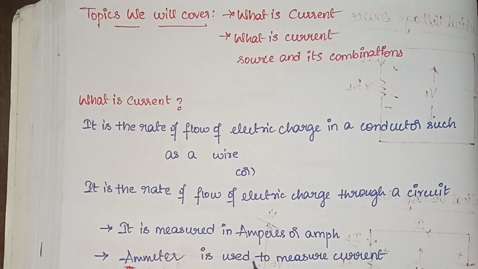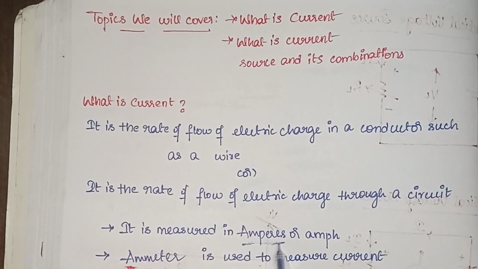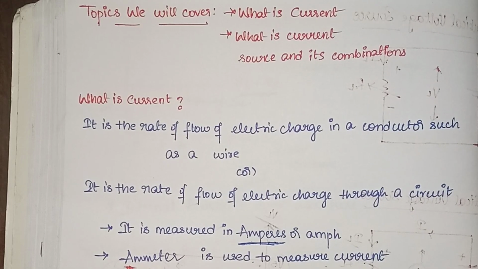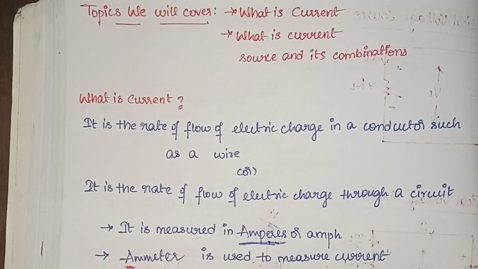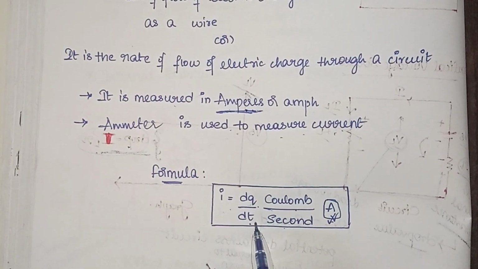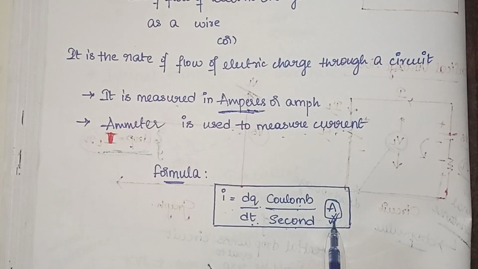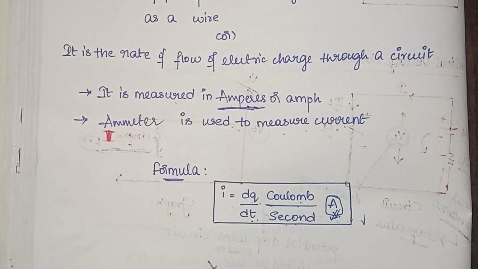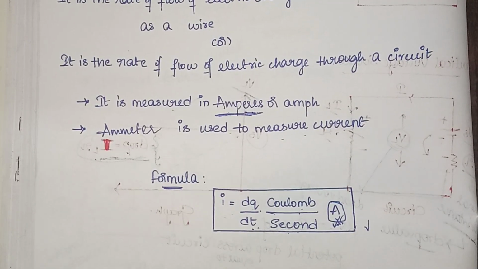And the main two points you need to keep in mind is that current is measured in terms of amperes, and an ammeter is used to measure current. The formula which we use to measure current will be I is equal to dq by dt, in coulomb per second, which is measured in terms of amperes. So we represent it with capital A. So this is the concept of current, and let's now see what is this current source and what are its combinations.